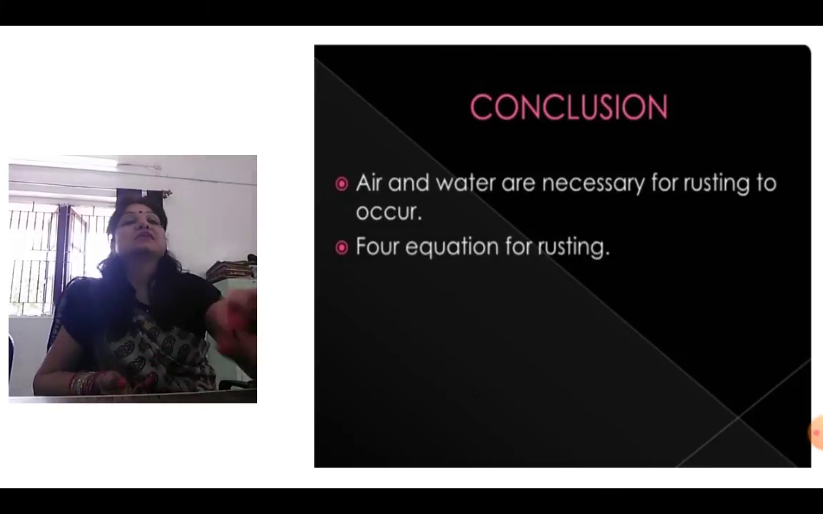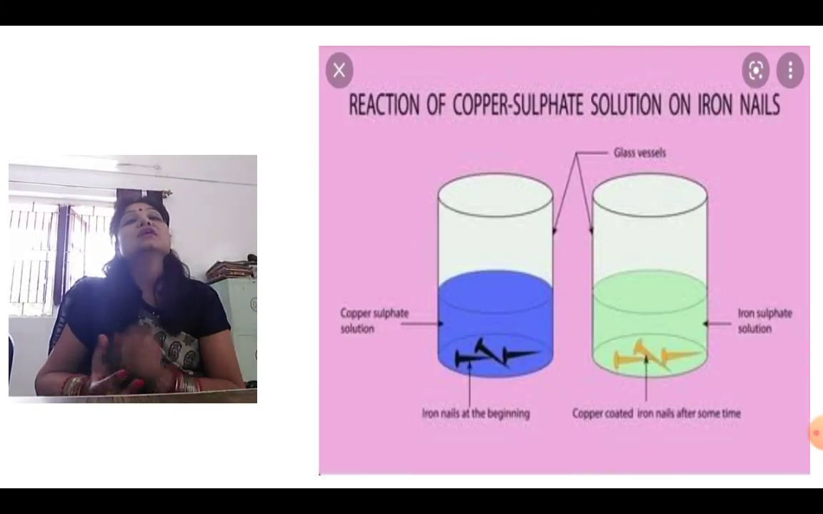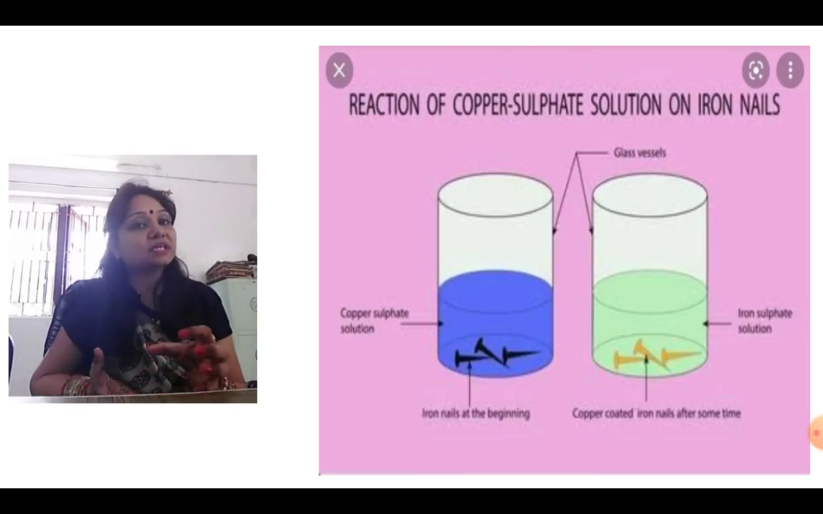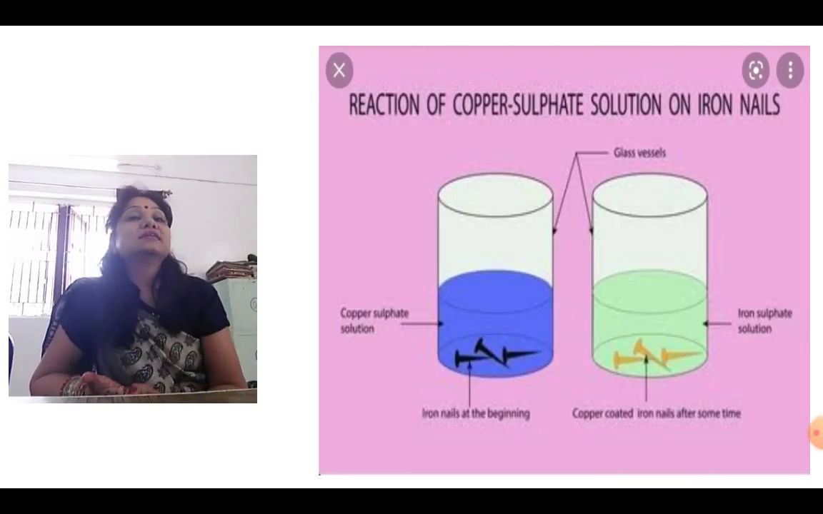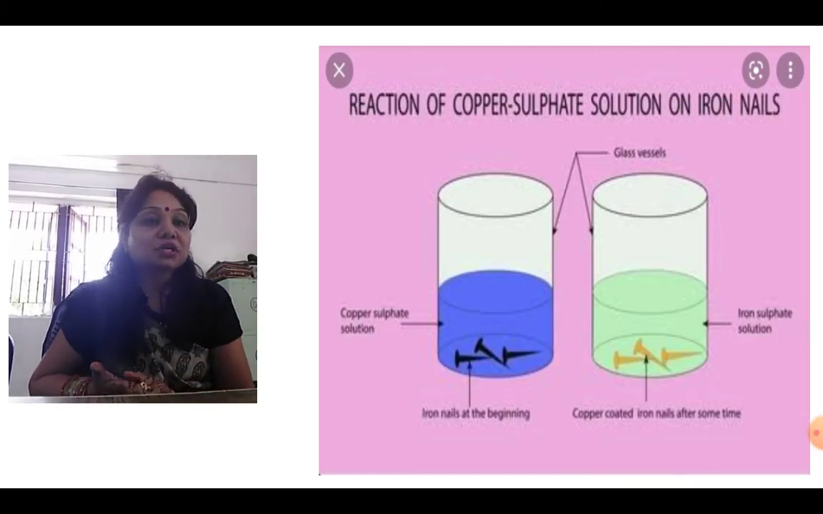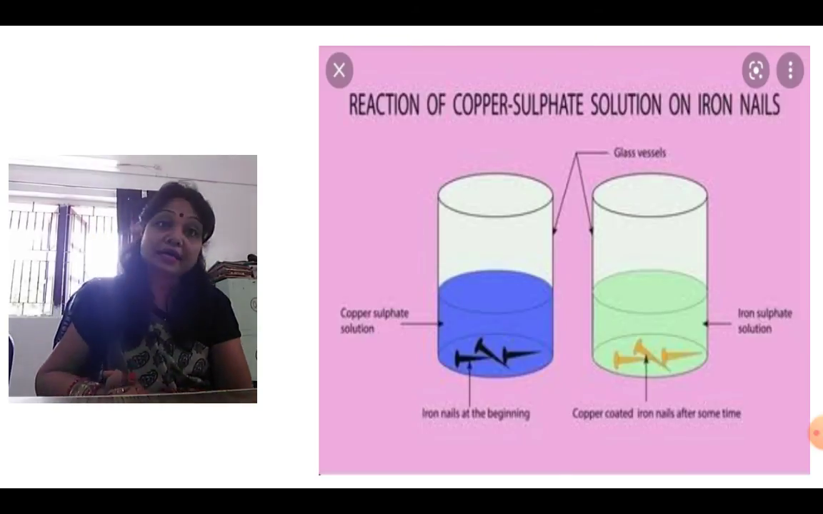Got it? Now the next thing I would like to tell you is the reaction between copper sulfate solution and iron nails. What will happen if we keep some iron nails in copper sulfate solution, which is bluish in color? After some time we will see the solution becomes green and the nails become yellowish. Why? Because copper gets coated on the iron nails. That is the reaction between copper sulfate and iron.